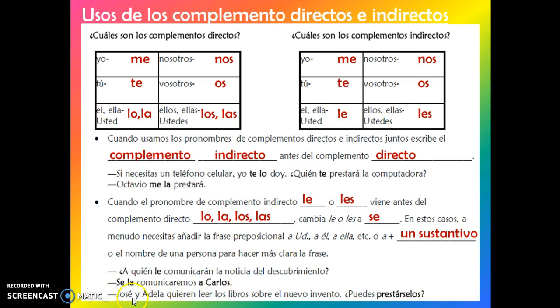Another example. José y Adela quieren leer los libros sobre el nuevo invento. ¿Puedes prestárselos? Can you lend them, meaning the books, to them? So can you lend them to them? That's a lot of thems, but the se refers to José y Adela.